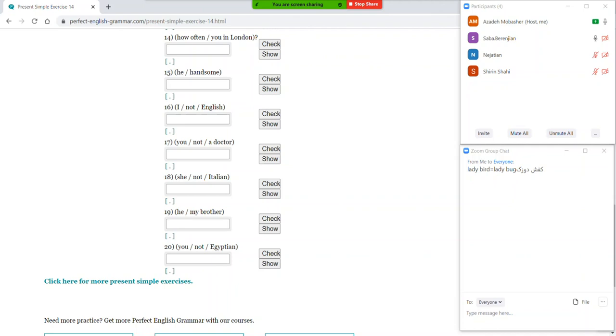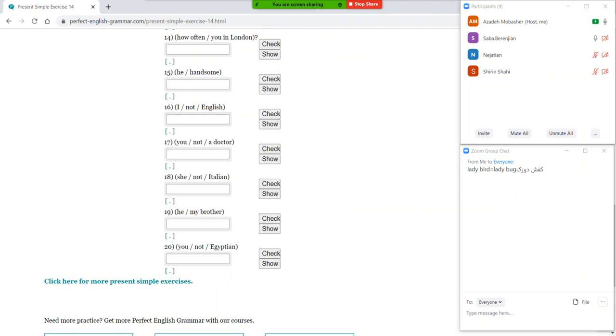Number 16. I'm not English. Number 17. You aren't the doctor. Number 18. She is an Italian. Number 19. He's my brother. Number 20. You aren't Egyptian. Pronounce it. Egyptian. You aren't Egyptian.